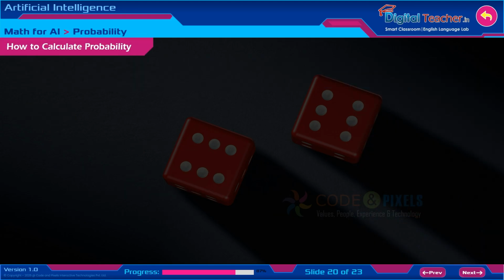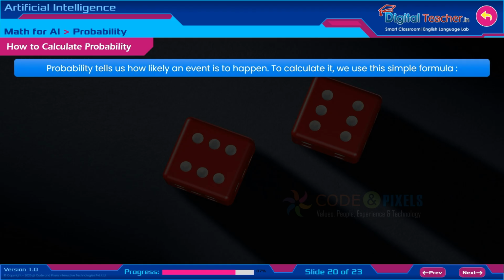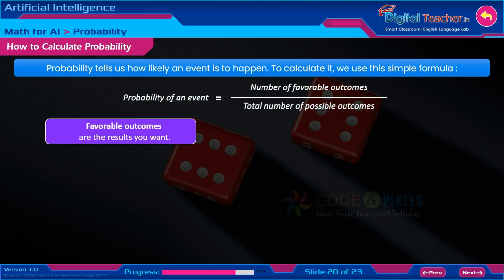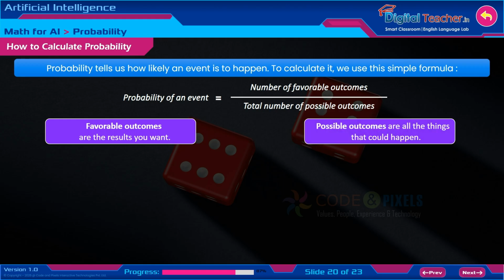How to calculate probability? Probability tells us how likely an event is to happen. To calculate it, we use this simple formula. Probability of an event is equal to number of favorable outcomes by total number of possible outcomes. Favorable outcomes are the results you want. Possible outcomes are all the things that could happen.